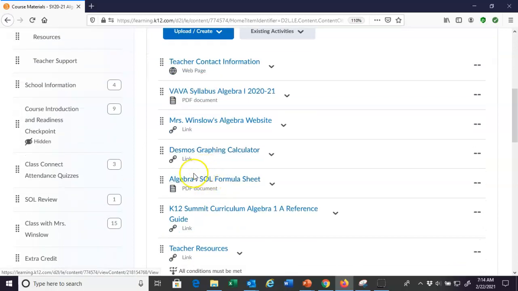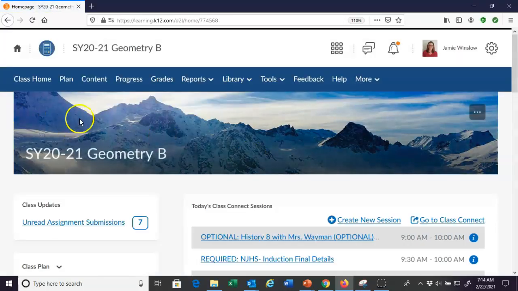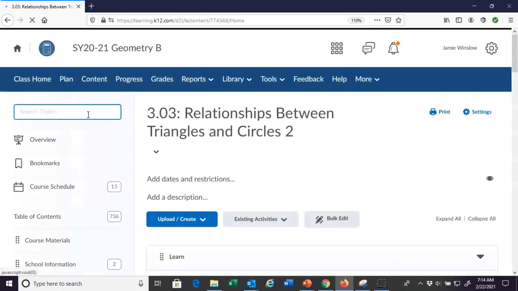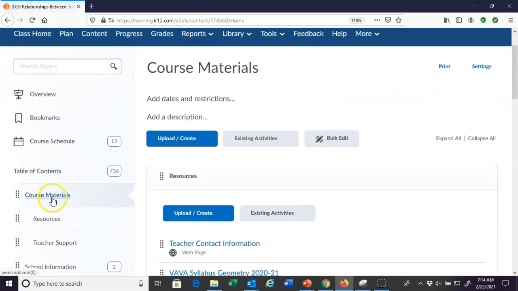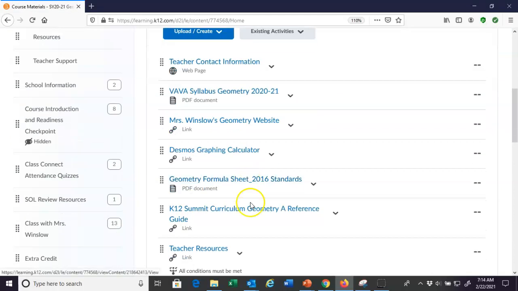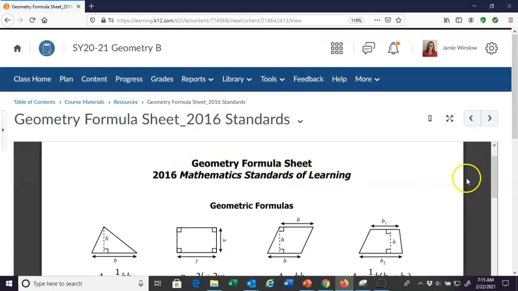All right, oops, this is algebra. We are in geometry. Algebra has its own formula sheet. You definitely don't want the algebra formula sheet. It will not help you very much. So we're going to go to content, and then along the left-hand side, course materials. And here is the formula sheet. It's a PDF document, so you can just open it up and save it to your computer or print it.